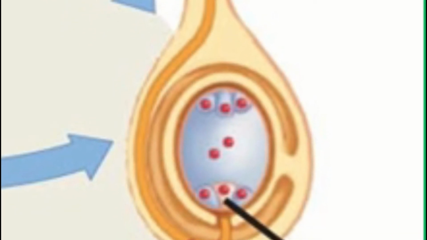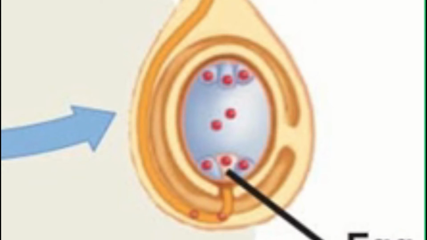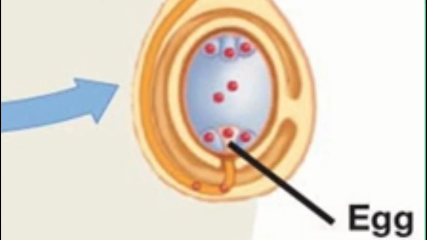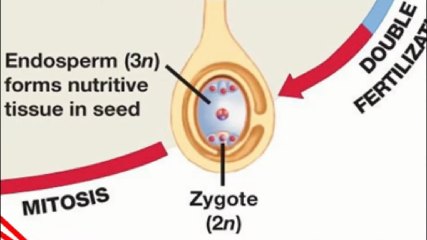the endosperm region. And that's where that 3N comes from right there. And once that occurs, you're back to the zygote and the cycle starts over again.